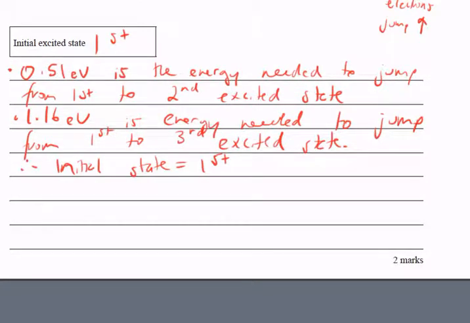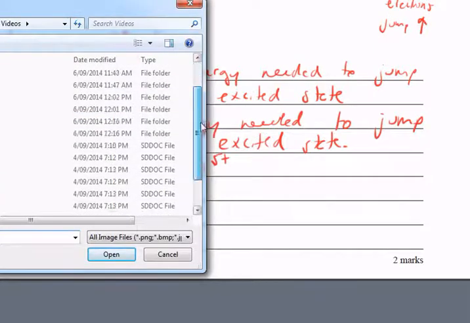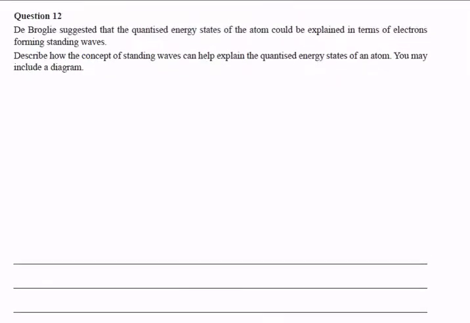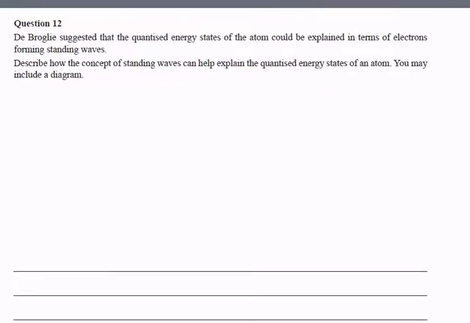To the last question in the exam. De Broglie suggested that the quantized energy states of an atom could be explained in terms of electrons forming standing waves. Describe how the concept of a standing wave can help explain the quantized energy states of an atom. You may include a diagram. Cool, that's worth 2 marks. Alright, let's start my working down here, and I can put my diagram up here when I come to it.